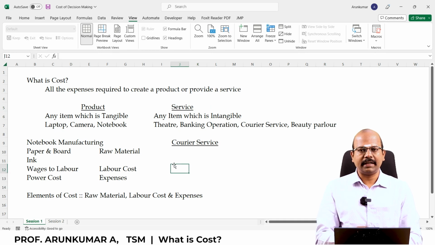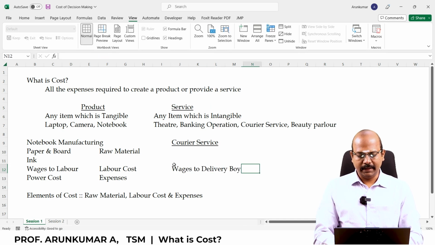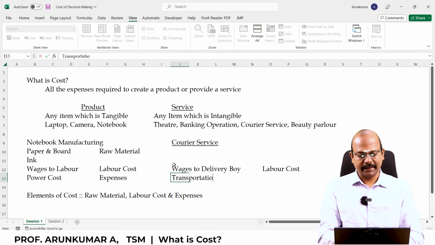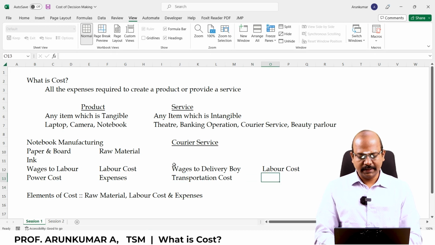Here also labor is involved. With respect to courier service, the wages to the delivery boy will be the labor cost. Then there also expense is there. Expense in the sense, predominantly the main thing is transportation. So the transportation cost, they can have their own vehicle to transport the material, or they can outsource that through some other transporter for whom they will be paying the expenses. So this is one of the expenses. These two are predominantly required with respect to courier service.